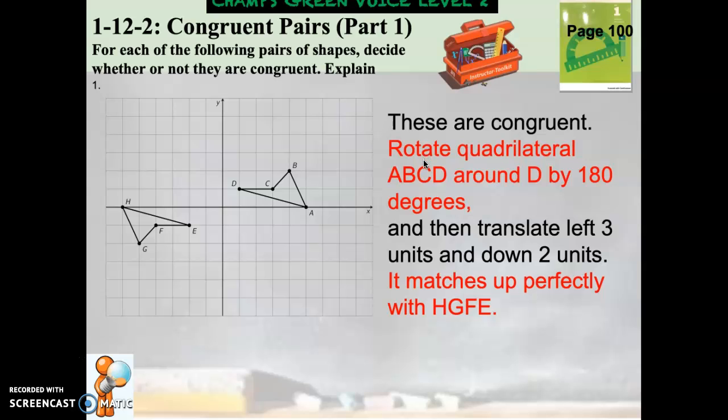We have to state what the congruence is. What is the rigid transformation? It rotated 180 degrees around D. That means if I put my point on D and rotate 180 degrees, and then translated left 3 units and down 2. So the main thing I'm looking for is that it rotated 180 degrees and that it translated.